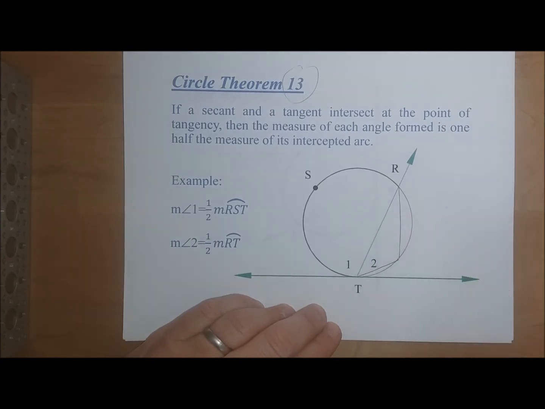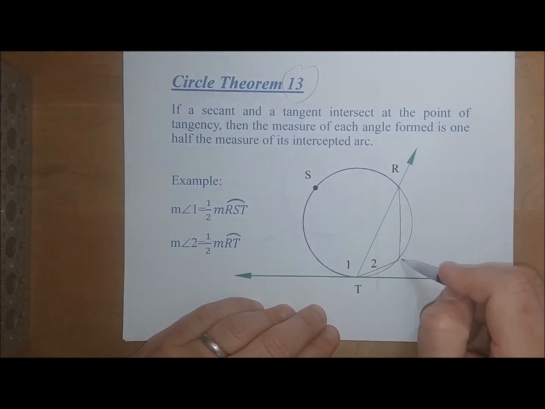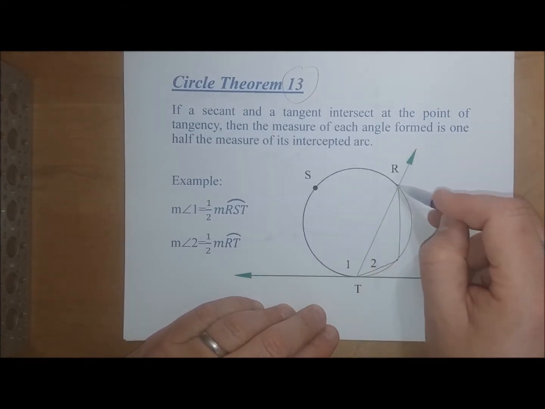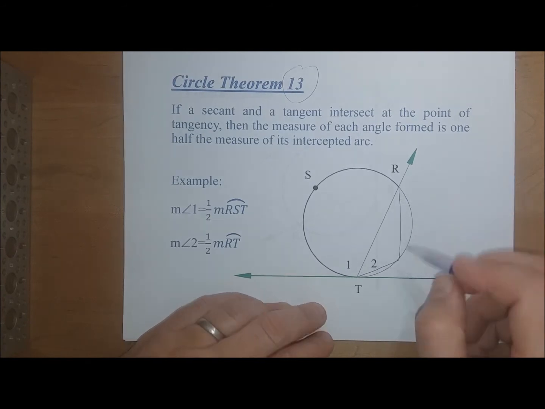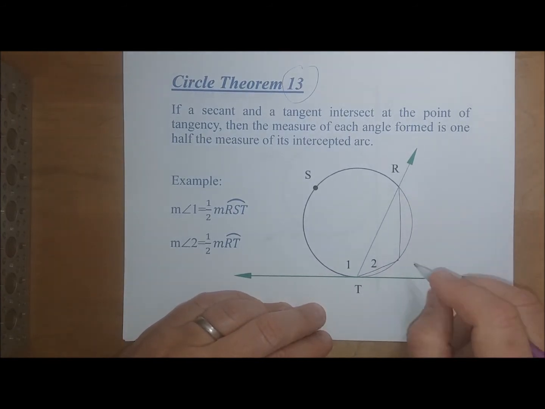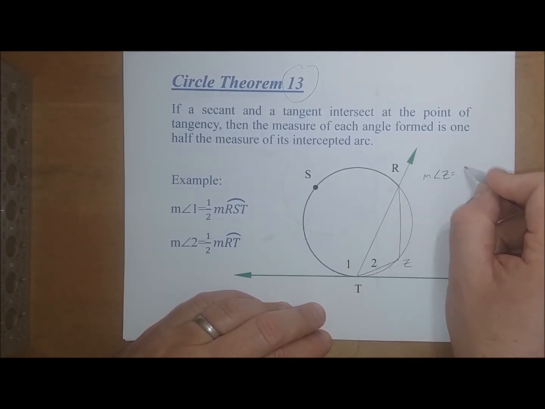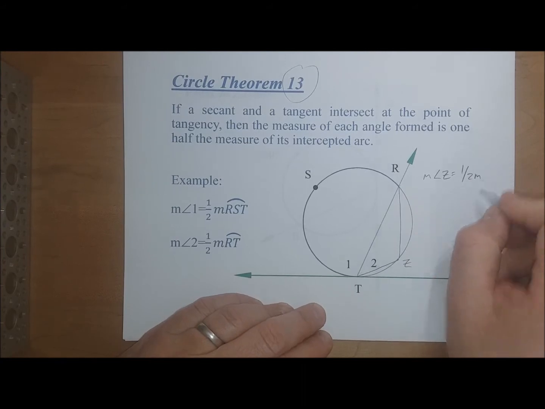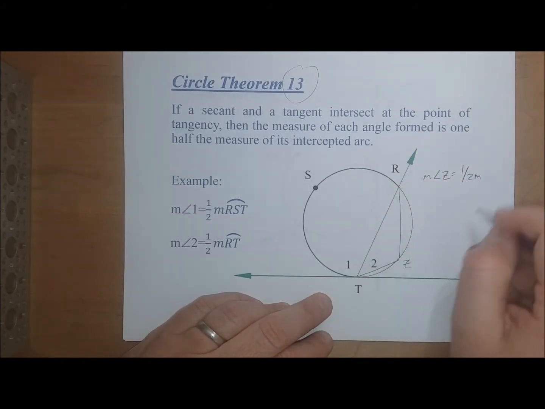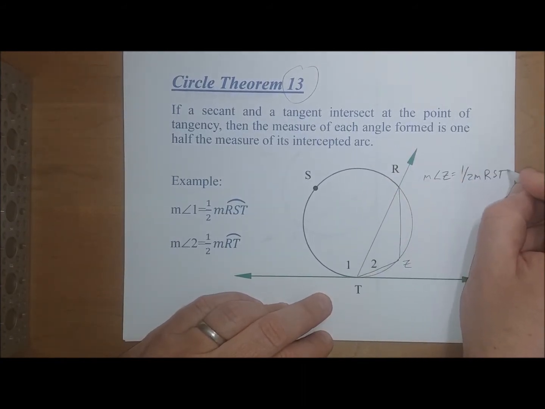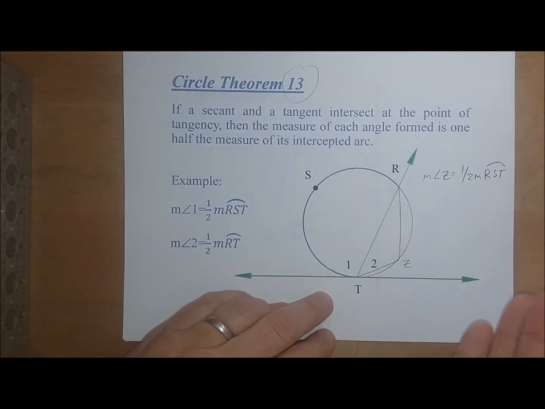Just pick an angle right there, okay? Well, you can see this angle intercepts this arc TSR, right? And we know that this angle, let's call it angle Z, the measure of angle Z is going to equal 1/2 the measure of arc TSR, or RST. Let's go in alphabetical order, right? Okay, that's our inscribed angle theorem.